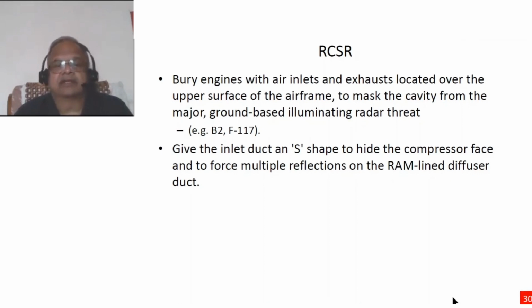So the inlet duct, giving it an S-shaped duct, meaning basically a double-bend serpentine, can hide the compressor face from incoming radar waves and force multiple reflections on the radar absorbing material lining the diffuser. The idea is, the more reflections on radar absorbing materials, the better the attenuation. So giving it an S-shaped or serpentine duct will automatically increase the number of reflections and attenuate the outgoing ray.